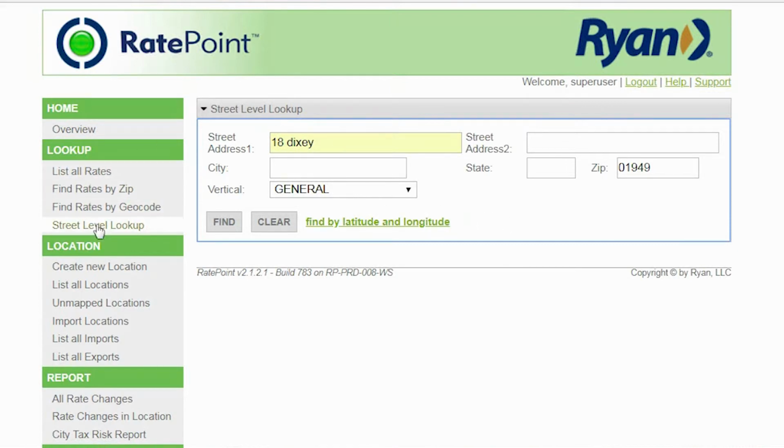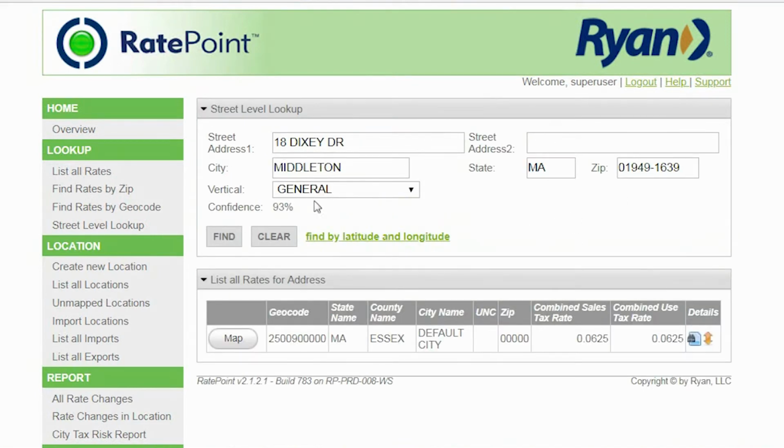You'll notice here as I entered the street level information that the street address is only partial, is not capitalized, has no drive, ave, or street behind it. The city, state is blank, and there is no +4 on the zip. But when I hit find, the GeoTags module cleanses that address, capitalizes it, fills in the missing information, and then produces the associated rate record.